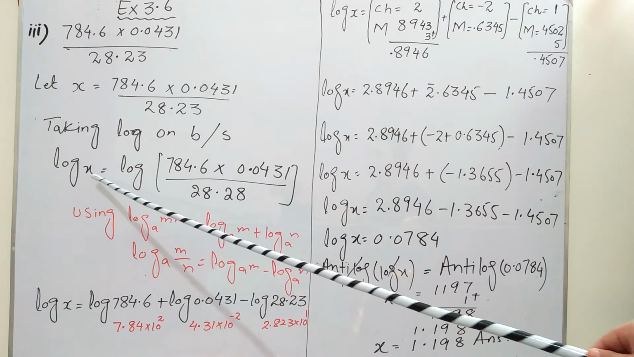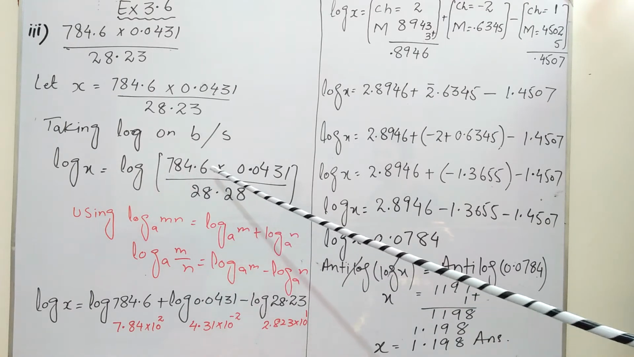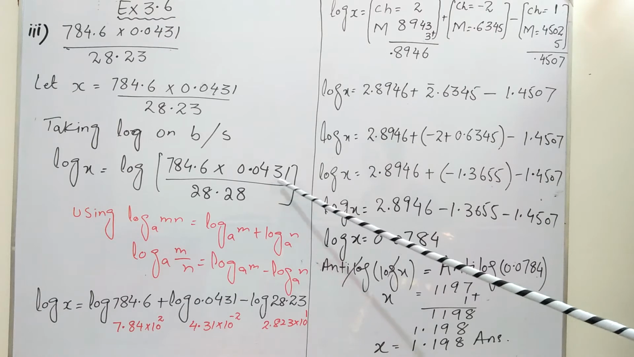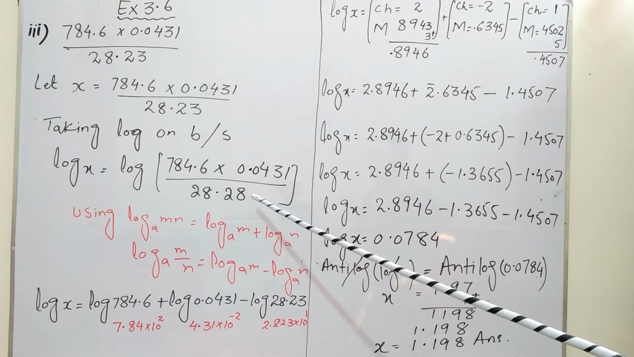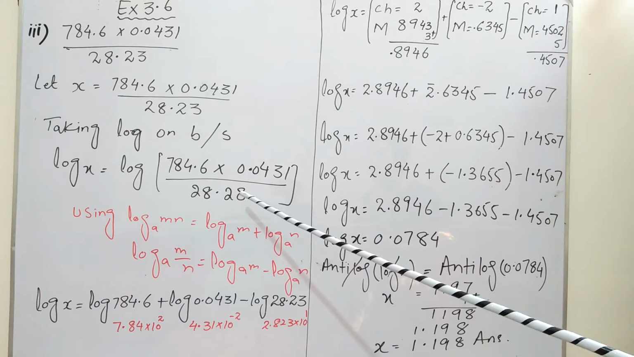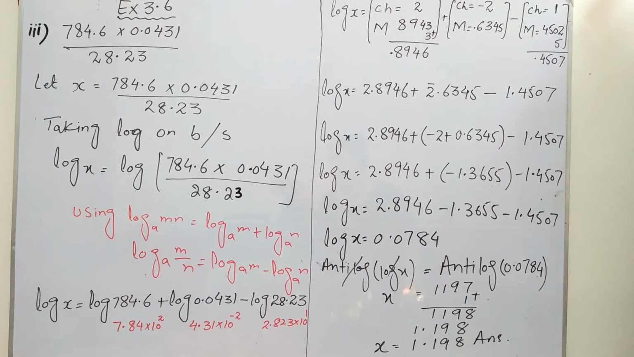So log of x is equal to log of 784.6 multiplied by 0.0431 divided by 28.23. Now, if we look at the question, there are two values in the numerator which are being multiplied and one value in the denominator which is being divided. So we can use two laws of logarithm, that is log of mn is equal to log of m plus log of n, and log of m by n is equal to log of m minus log of n.